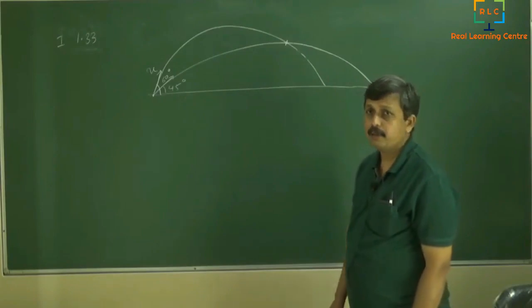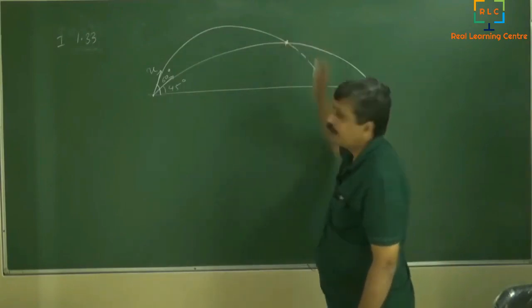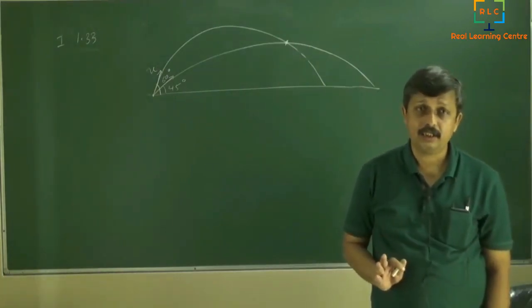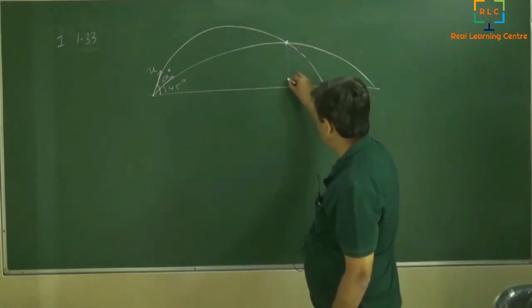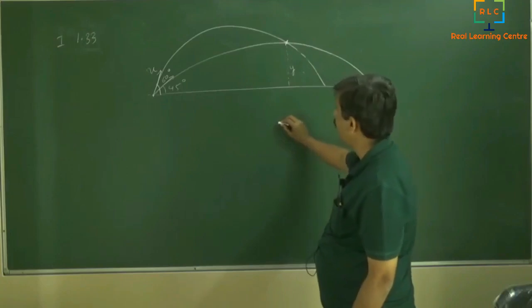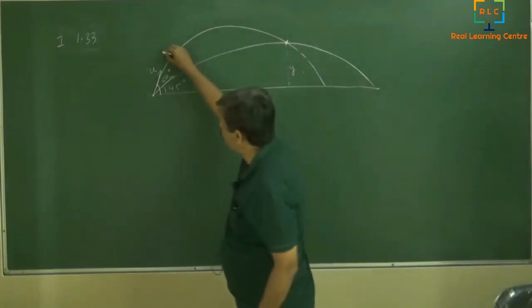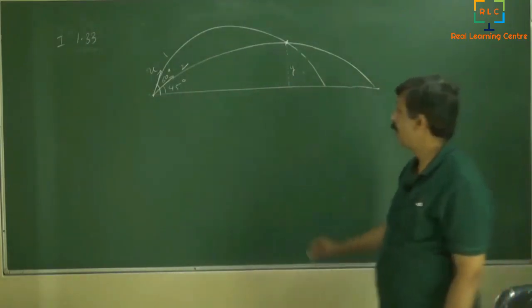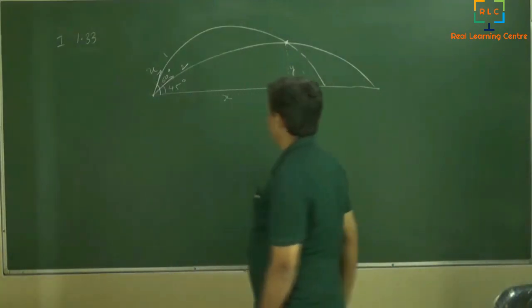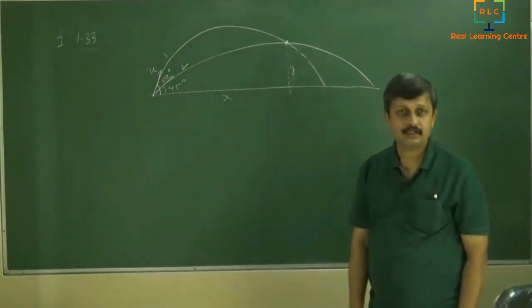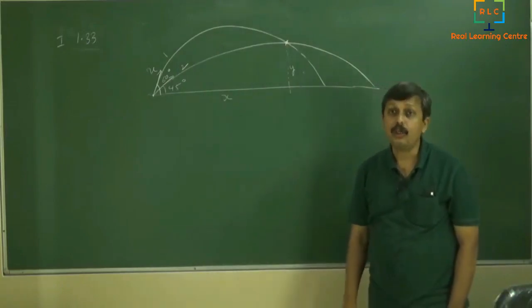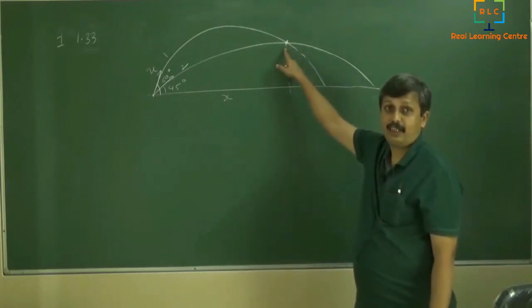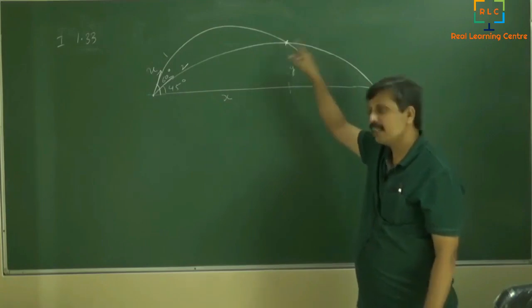Now, if both have to hit at this point, two things have to happen. One is the height, which I call y: y of the first one and y of the second one both have to be equal. Similarly, x of the first one and x of the second one both have to be equal. Even when they are both equal, they may not actually hit each other, because one might be here at a different time.